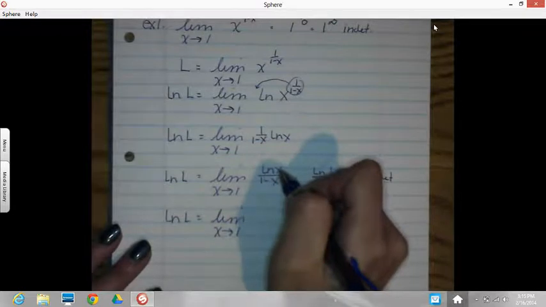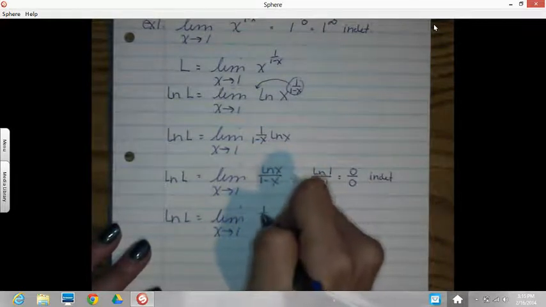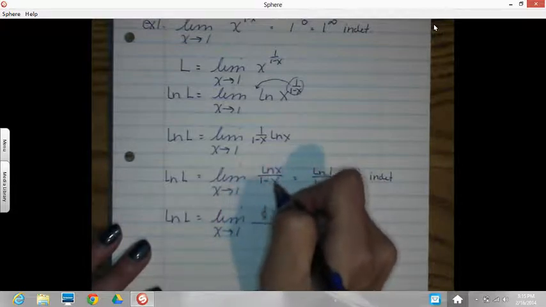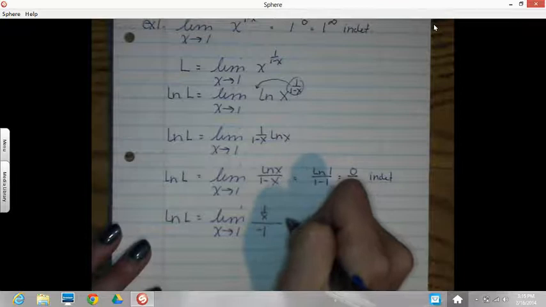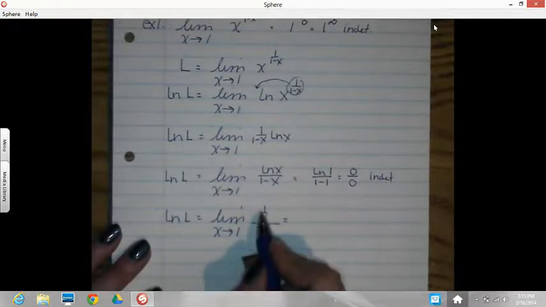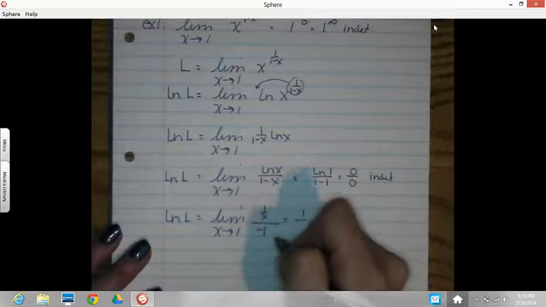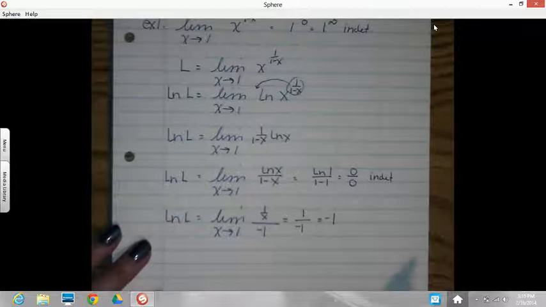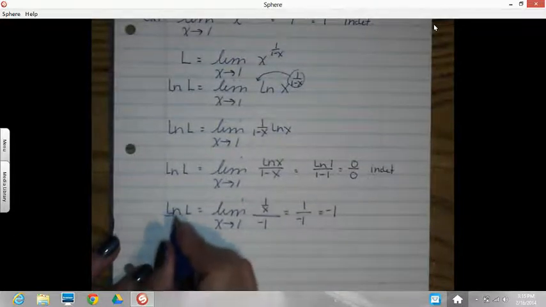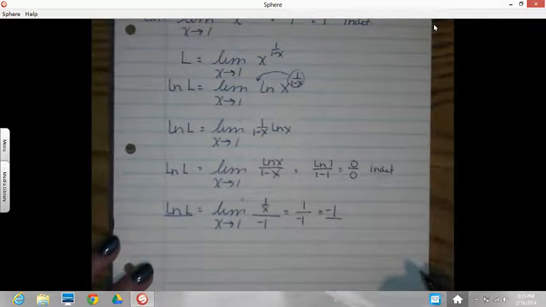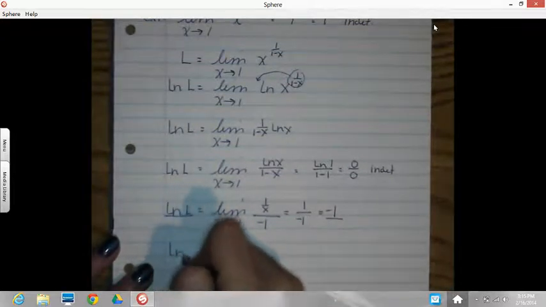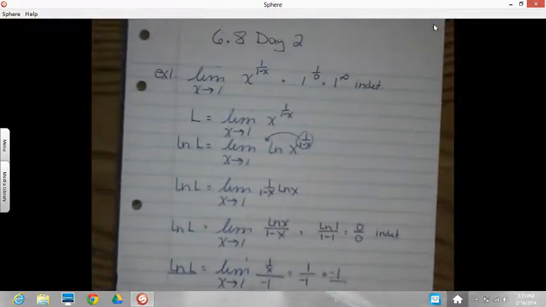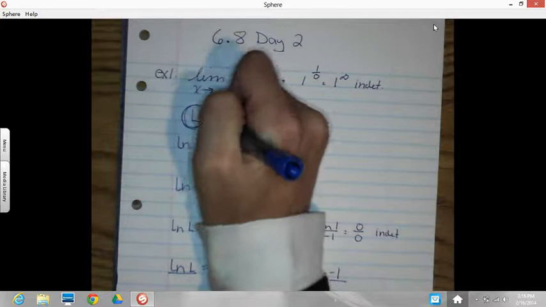Okay, derivative of natural log of x is 1 over x times 1. Derivative down here, that's a 0 minus 1. So now when I plug in, I've got 1 over 1 is 1. Divided by negative 1, I get negative 1. But that is not my limit. Remember, I've got natural log of the limit equals negative 1. So I've got the natural log of L equals negative 1. Remember what I said at the beginning, L is the limit.